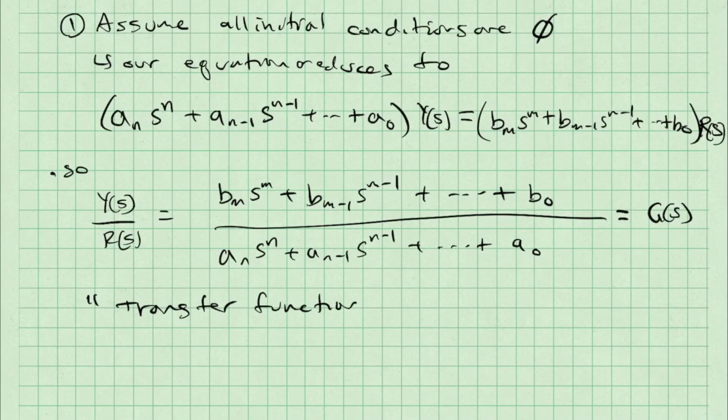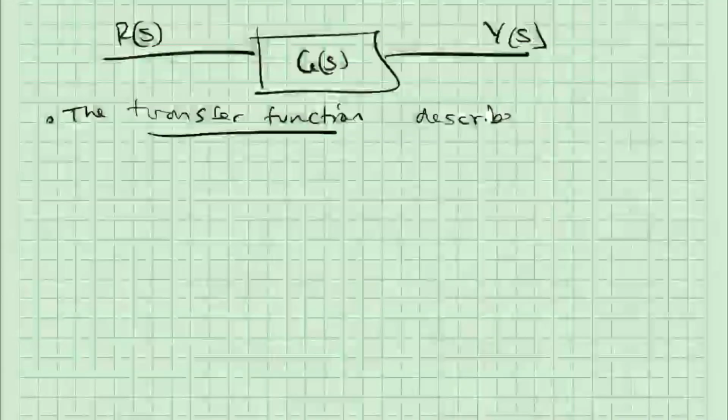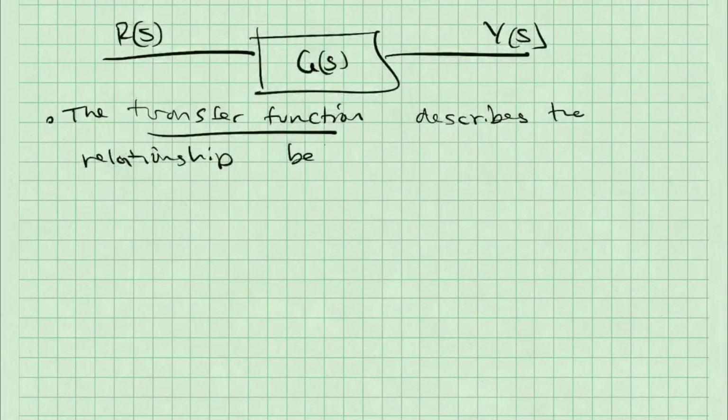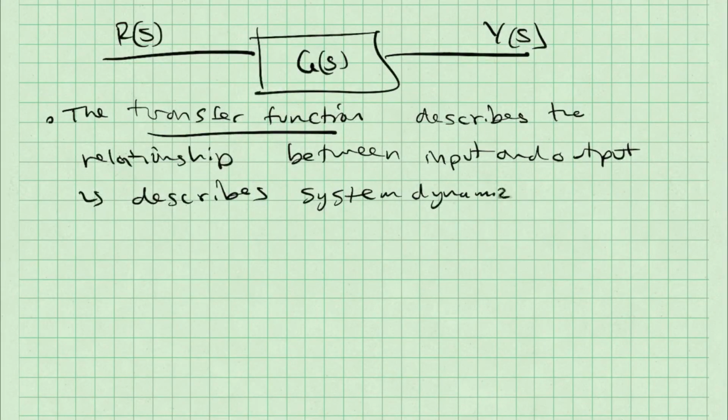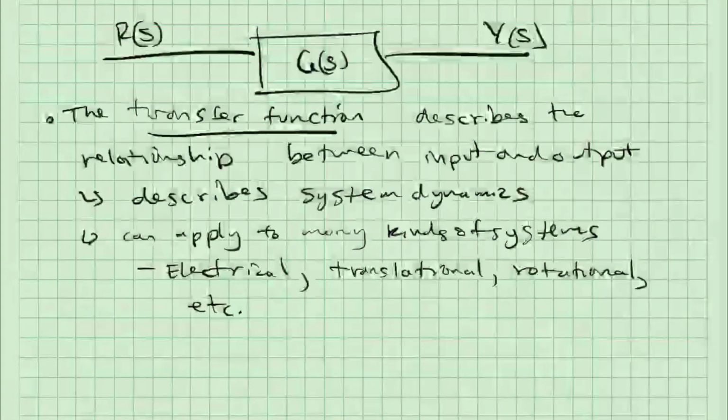If I draw this in block diagram form, r of s is my input, g of s represents the dynamics of my system, and y of s represents the output. This transfer function, g of s, describes the relationship between the input and the output, which describes my system dynamics, and it can apply to many kinds of systems such as electrical, translational, rotational, and so on. To put this into practice, let's do an example.